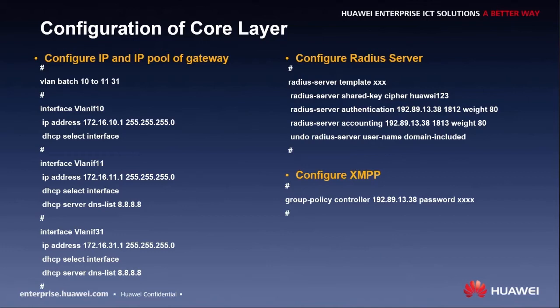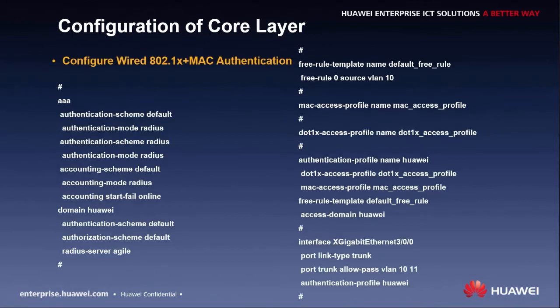Configure VLANs for APs and users and create an address pool to assign IP addresses to APs and users. Create a radius profile on which the shared key must be configured the same as that on the Agile Controller-Campus. Configure XMPP with the address being the IP address of the Agile Controller-Campus. Ensure the XMPP password on the core switch is the same as that on the Agile Controller-Campus. Then configure AAA and radius authentication and accounting. Create a domain and add the configured radius profile and authentication and accounting schemes.